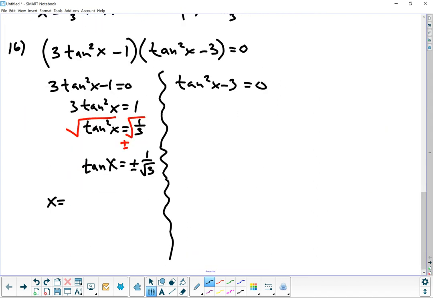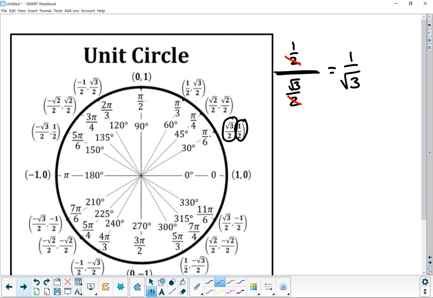Right, so we're looking for 1 over radical 3 right here. Okay, positive or negative. So that means that I have my answer. My first answer is right here, pi over 6. Okay, and that comes out to be positive. This one's positive.